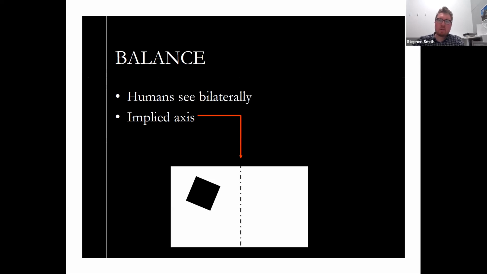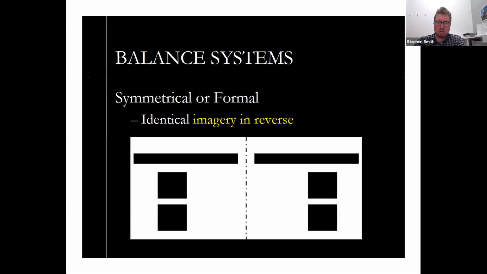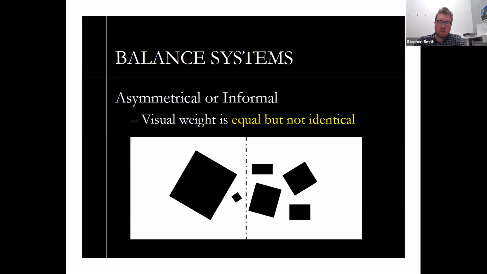First thing to think about in any composition is balance and understanding how humans see things. We see things bilaterally. So I'm going to see this implied axis even when we're looking at this page. So oftentimes this is why it's natural for people to have a symmetrical geometry, right? It's a very formal geometry as we're seeing here, in which it's identical imagery that's been mirrored on the center. As opposed to that, we have asymmetry, right? Or something that's more of an informal balance system.